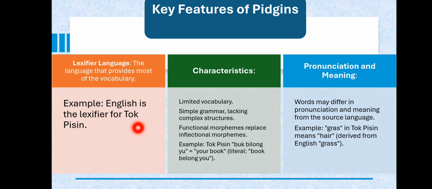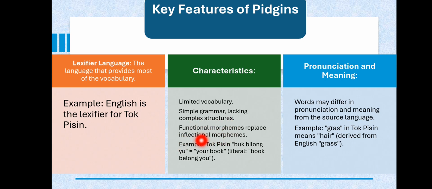Now, it is the language that is spoken in New Guinea. In this Tok Pisin, most of the vocabulary was taken from the English language. So English is the lexifier language for this Tok Pisin. Some of the characteristics: limited vocabulary. Pidgin has limited vocabulary, simple grammar, and lacks complex structure, because the purpose is only to communicate or for trade. It is also called a contact language.